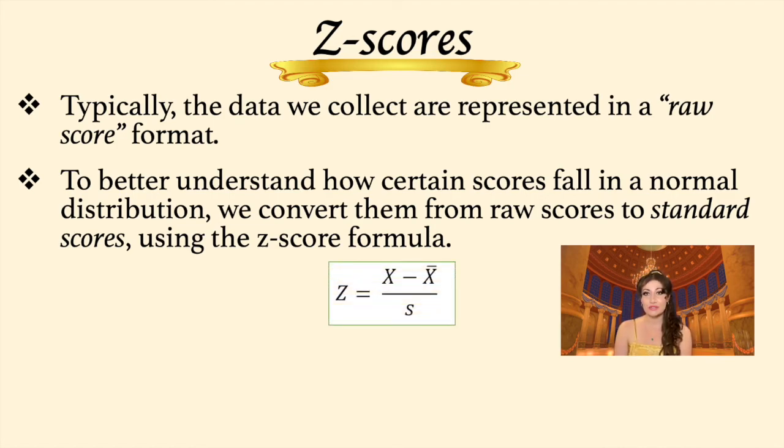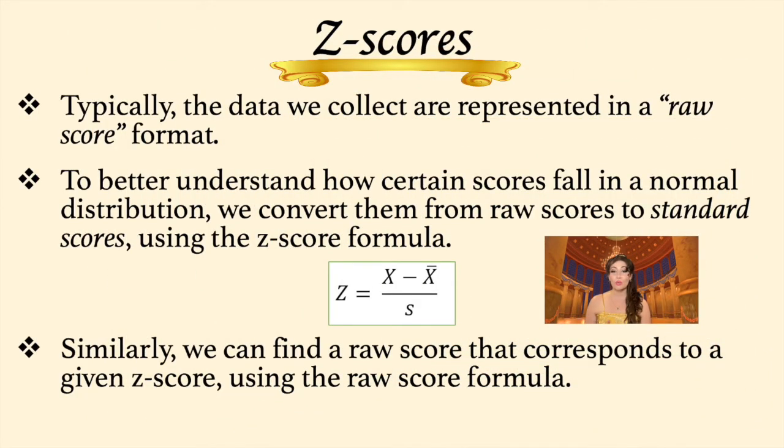Z is equal to the score, represented by X, minus the mean of our distribution, divided by the standard deviation. Similarly, we can find a raw score that corresponds to a given z-score using the raw score formula. In this case, X is the raw score that we are trying to solve for, and X is equal to Z, the standard score, multiplied by standard deviation plus the mean.